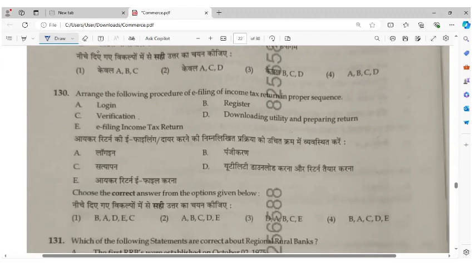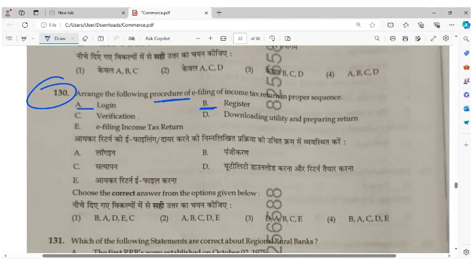Next question, the question number 130. Arrange the following procedures of e-filing of income tax return in the proper sequence. We have discussed this question. So option number 1, yes, that is we first need to register.